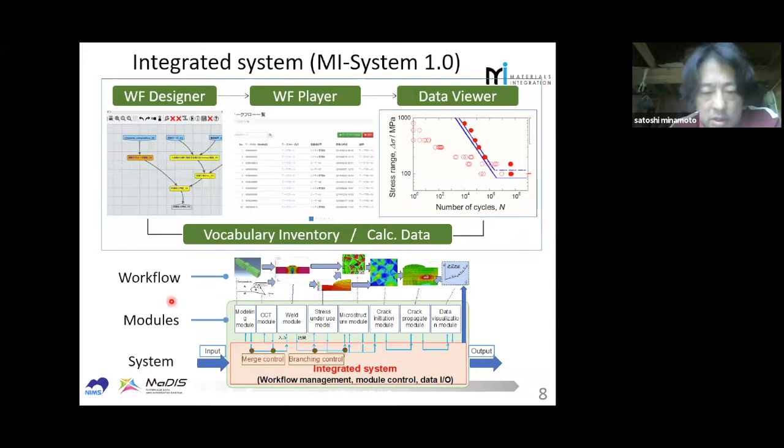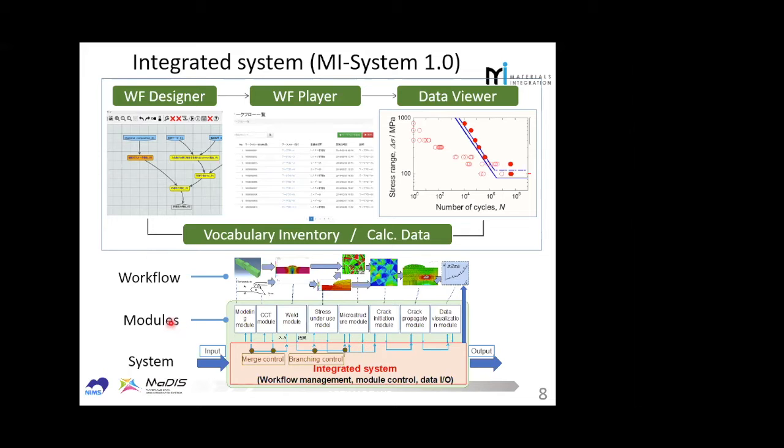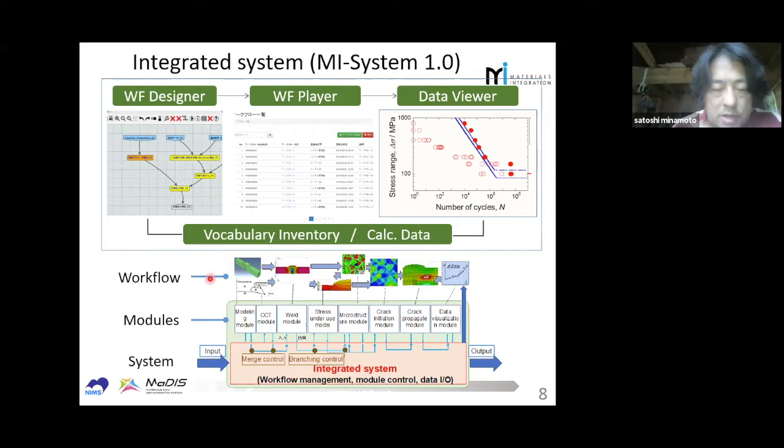And here's just a schematic illustration of how the system is controlled: the modules, I mean the calculation programs, and workflows. This is just an example to calculate the crack propagation at the weld joint part. This workflow shows, for example, the geometrical condition and the thermal condition. And here is the crystal plasticity calculation. Here we can calculate the crack initiation depending on the crystal structure, the phase situation.